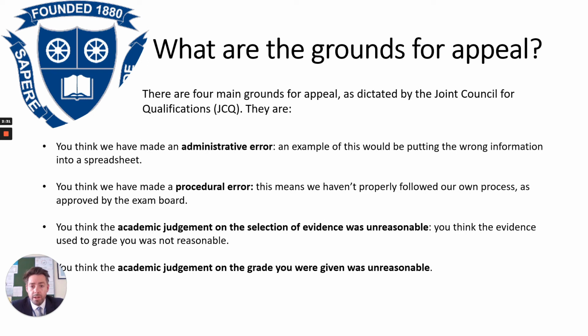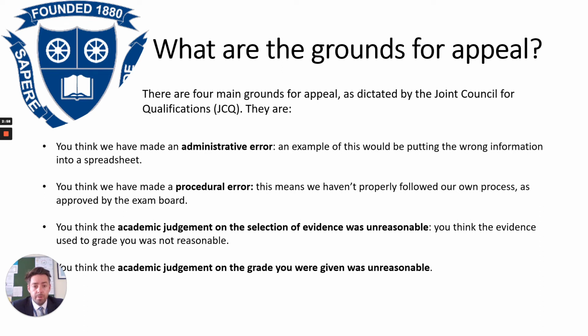So what are the grounds for appeal? Well, there are four main grounds for appeal as dictated by the Joint Council for Qualifications or JCQ. They are, number one, you think we've made an administrative error. An example of this would be putting the wrong information into a spreadsheet. Number two, you think we've made a procedural error. This means we haven't properly followed our own process as approved by the exam board.